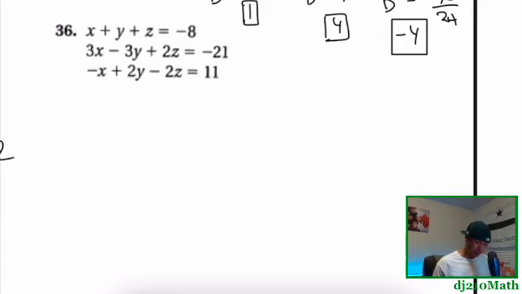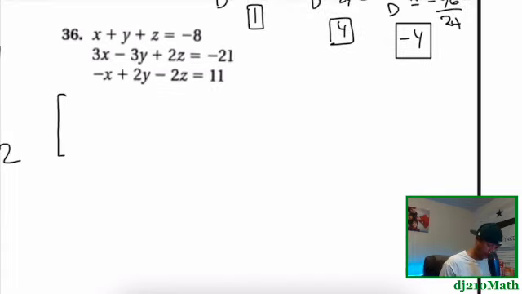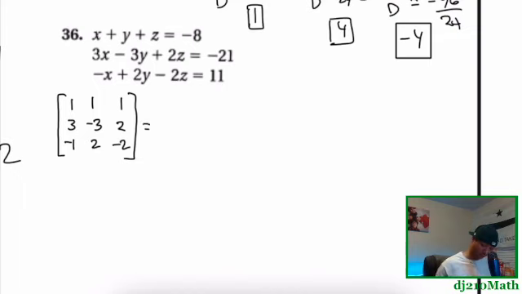Okay, we got 1, 3, negative 1. 1, negative 3, 2. 1, 2, negative 2. So looking for the determinant of this, and then we'll keep on the back burner. We know it's going to be negative 8, negative 21, and 11. That's what we're swapping out as we do this process.